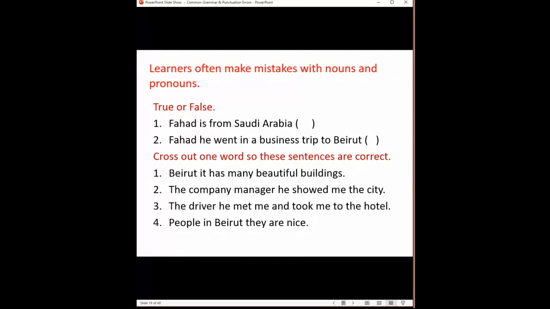So these sentences are correct. When you say Beirut, it has many beautiful buildings. Hmm. What should I cross out?